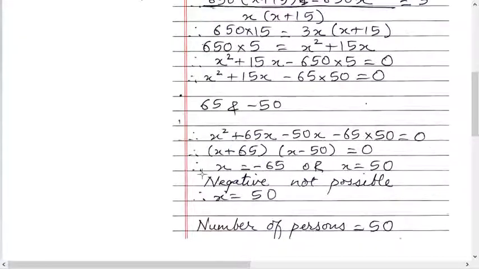But what is this? What is x? x is the number of persons. Can the number of persons be negative? No. Therefore x equals 50. Therefore the number of persons equals 50. That is the required answer.